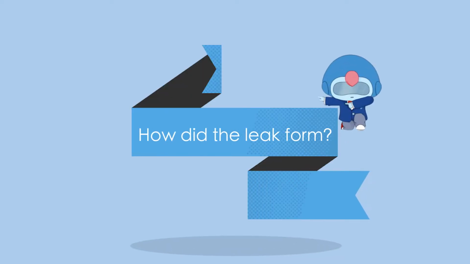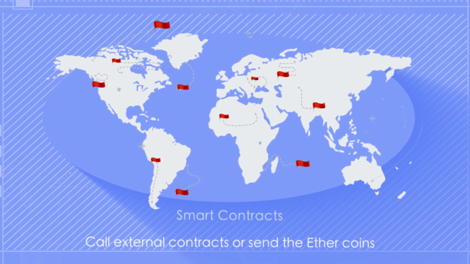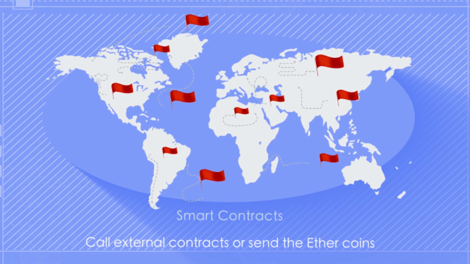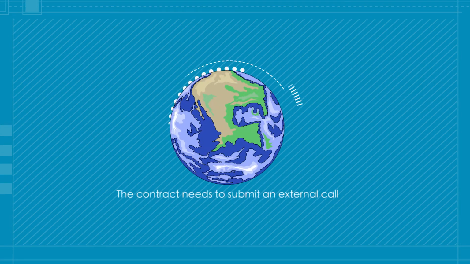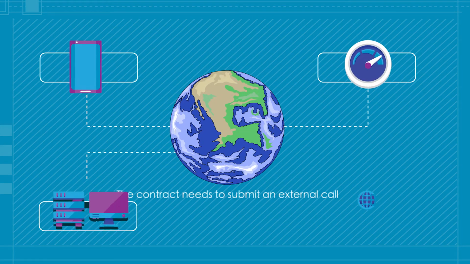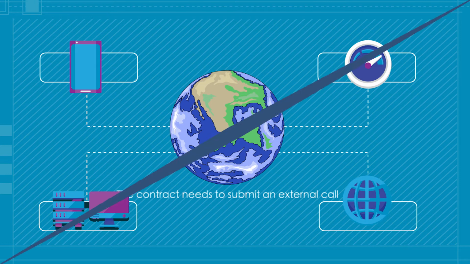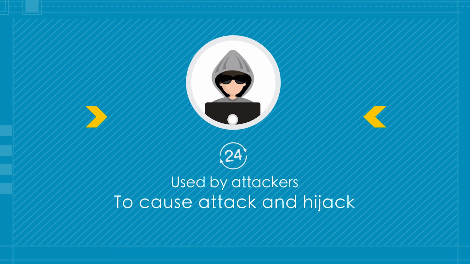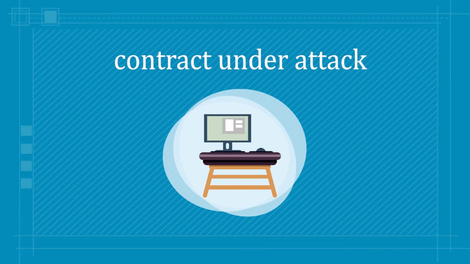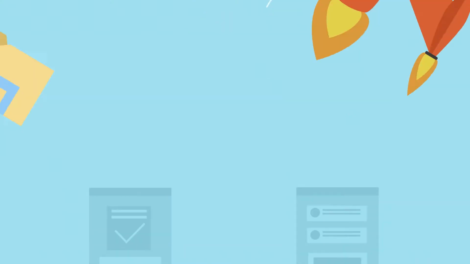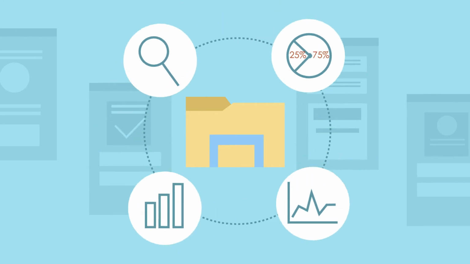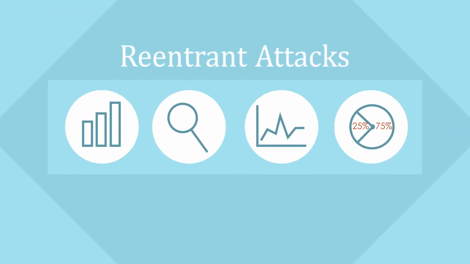How did the leak form? Because smart contracts can call external contracts or send Ethereum coins, these operations require the contract to submit external calls. So all the contracts outside of the call can be hijacked by the attacker. The attacked contract can be made to execute at any position, bypassing the restrictions of the original code, thus enabling reentrant attacks.